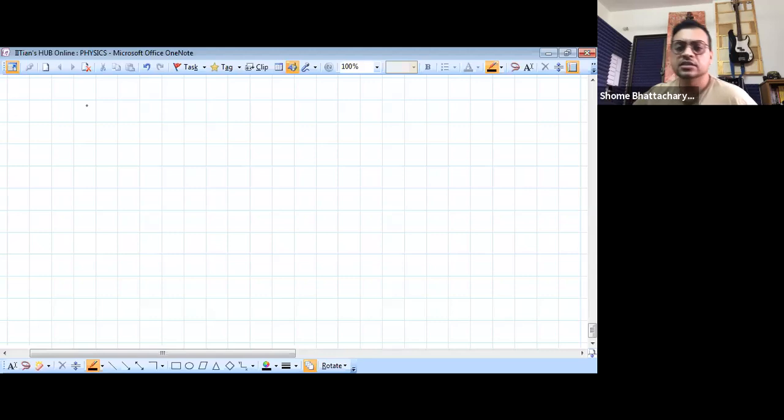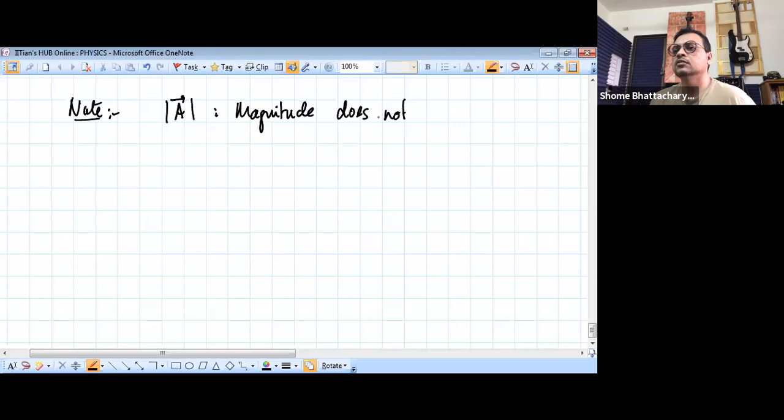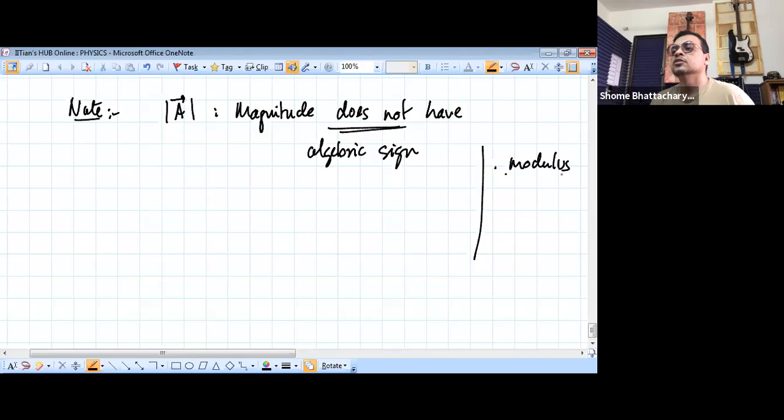No, Kunal, this is an important point over here. Magnitude of a vector cannot be a negative or a positive quantity. It does not have algebraic sign. In fact, you can add this point over here. Magnitude of a vector does not have algebraic sign, just like modulus.